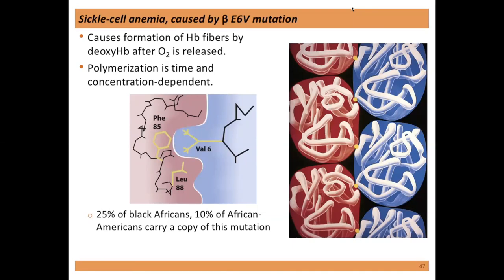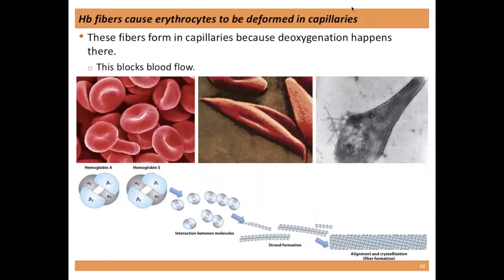And in doing so, you end up with this repeating binding pattern just from that single amino acid. And so your hemoglobin ends up forming fibers. Now, this mutation is found in about 25% of Black Africans and 10% of African Americans. So pretty high abundance of this. And what happens is it causes sickling of the cell, or the cell to take kind of a crescent moon shape. And the reason for that is the hemoglobin.